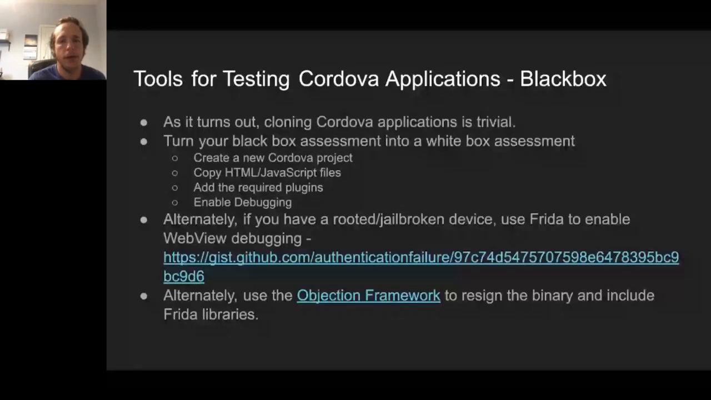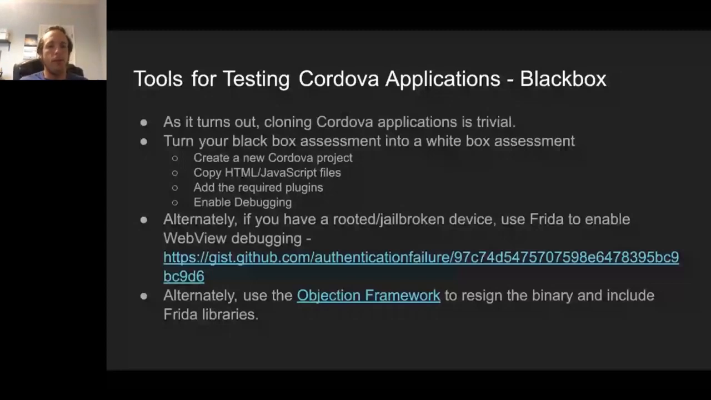If that doesn't work, you can use the objection framework. So if you don't have a jailbroken device, you can use objection to re-sign the binary and include Frida, and then you can use Frida to enable web view debugging. So these are a few things that you can do to basically allow you to analyze and test an application without having to perform all of the analysis on the device itself. This makes life a whole lot easier.